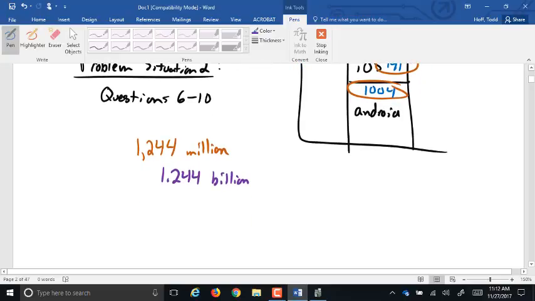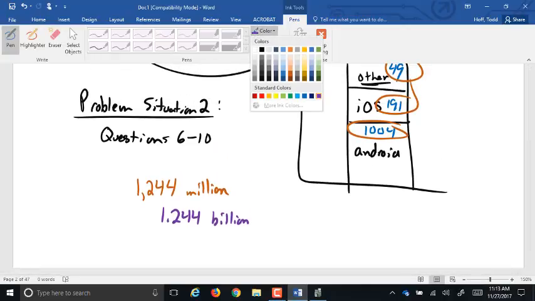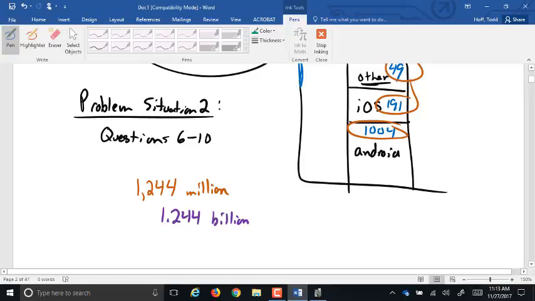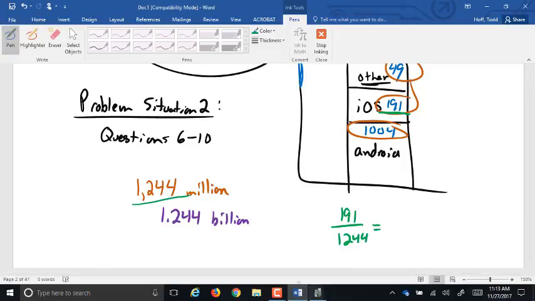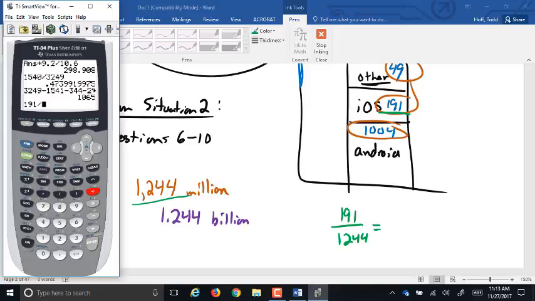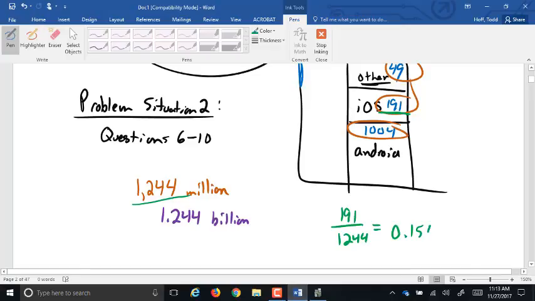Now, here's the bigger question. In 2014, what percentage of the smartphones were iOS? So iOS is the 191 out of the total of 1244. How did we find that percentage? 191 over 1244. Good, which gives us 0.1554. Yep. Or 0.154, I should say. So 15.4%. Good.